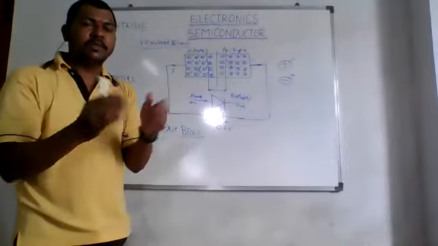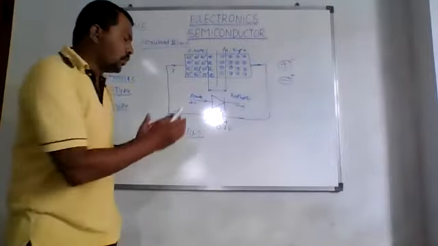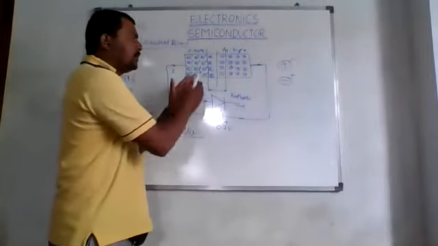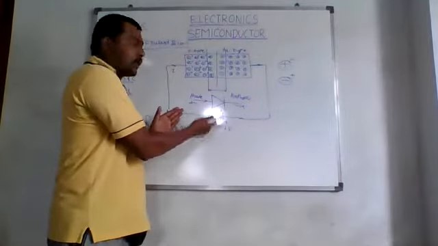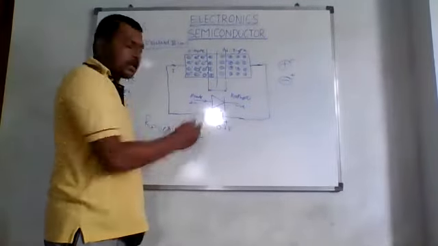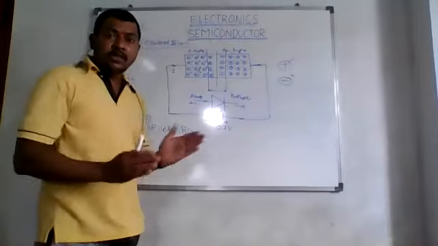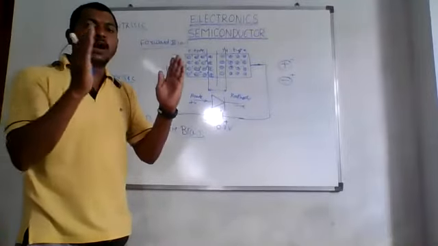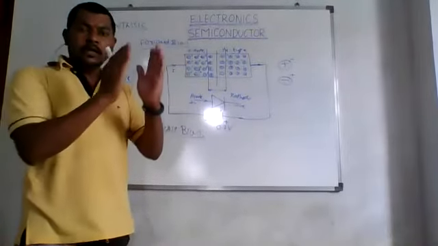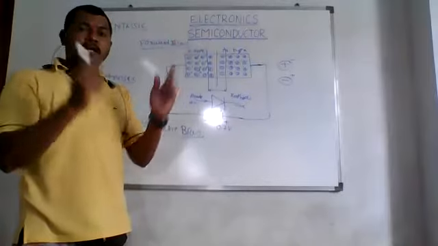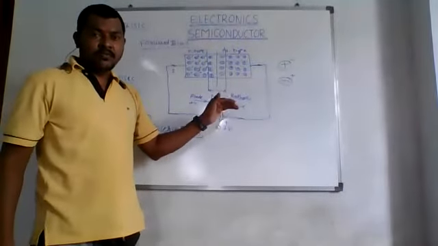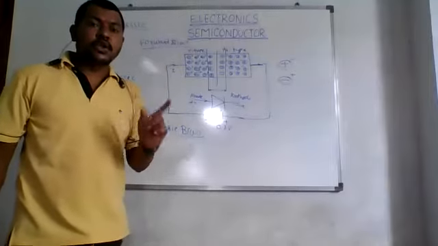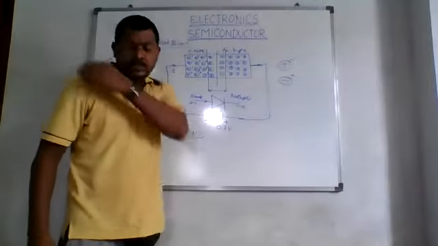Now in reverse bias, what will happen? It will be the reverse of that. So during that condition, the electrons are attracted towards the positive terminal and the positive holes are attracted towards the negative terminal. The depletion layer will go on increasing, right? Since the depletion layer goes on increasing, no current is going to flow through the diode. The diode does not conduct in reverse bias condition.